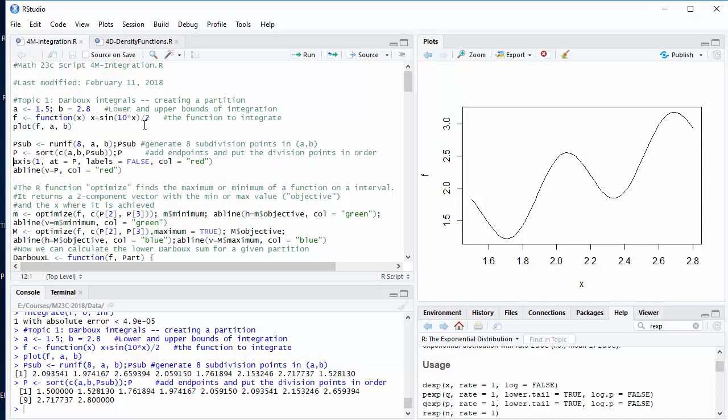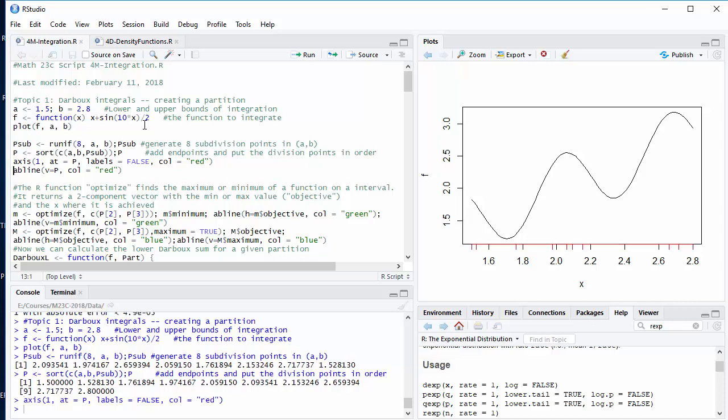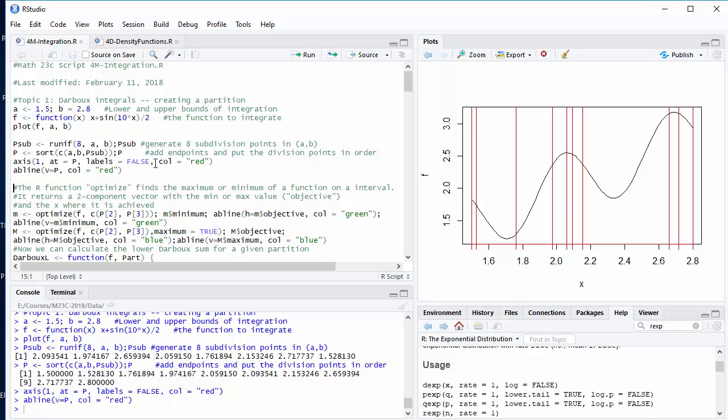I can set up an axis where the subdivision points in the vector capital P are indicated by little red marks. And then I can call the very useful function abline. When I say v equals, it's going to draw me a vertical line in the chosen color, in this case red. And presto, we've got the interval from a to b divided up, and we can now proceed to do a Darboux integral.